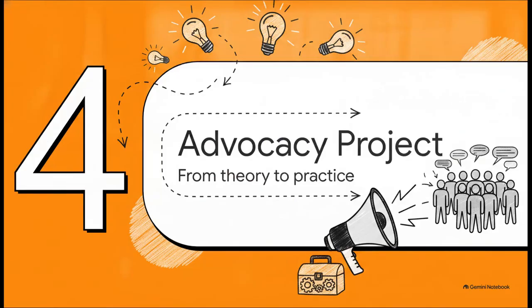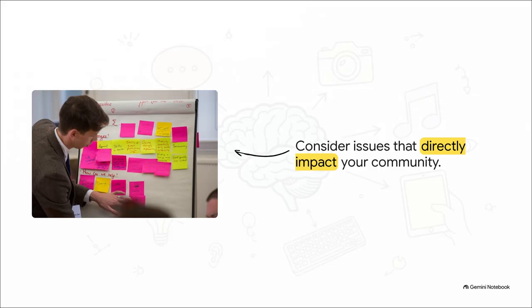And that brings us to Section 4, Building Your Advocacy Project. We're taking this from theory to practice. Now, an advocacy project essentially uses multiple modalities to inform readers about an overarching problem and to propose a change. When you're brainstorming for your own, you want to consider issues that directly impact your community, things like clean water, climate change, access to healthcare, or maybe anti-bullying initiatives. Pick something you are genuinely passionate about.